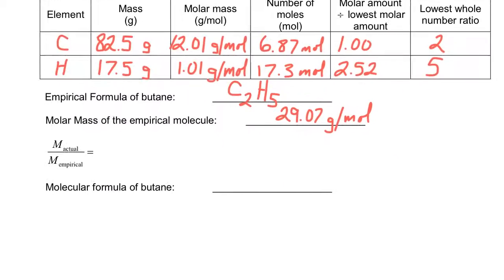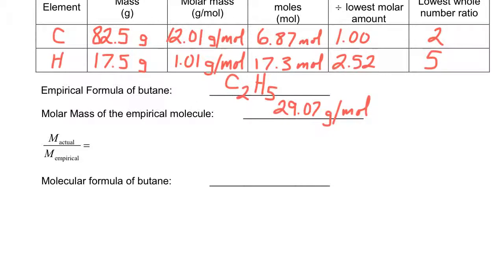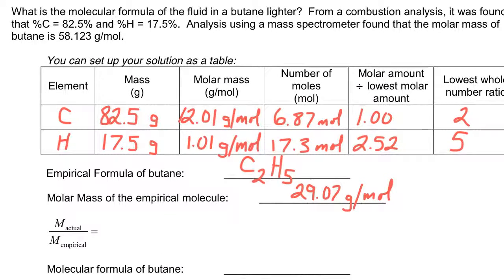Now here's where we're going to figure out the actual molecular formula of this compound. And we have to look right here. So this is how we do it. We take the actual molar mass found by experiment using the mass spectrometer, and we divide it by our empirical molar mass, which we just calculated here. So if I go back up to the question, it says the mass spectrometer gave an actual molar mass of 58.123 grams per mole. So that's our actual molar mass.